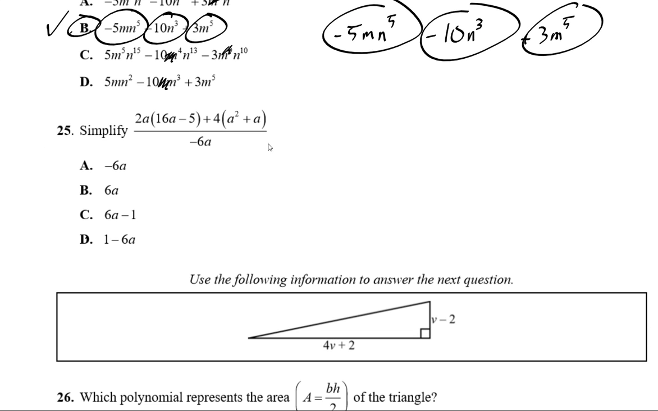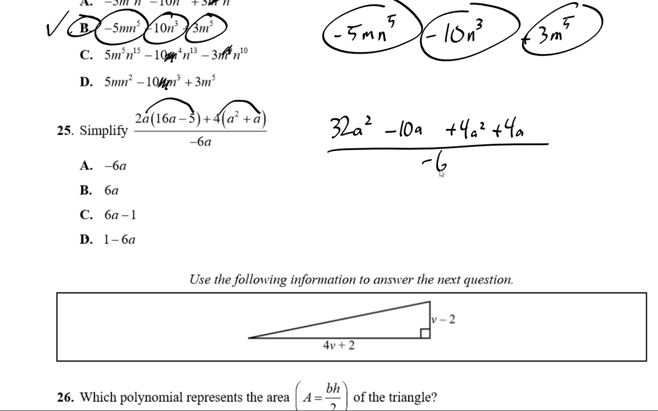Next, simplify this. First, I'm going to do something about the top. So 2a times 16a is going to be 32a squared. 2a times negative 5 is going to be negative 10a. That still needs to get divided by negative 6a, but we'll deal with that in a minute. Over here, 4 times a squared is 4a squared, and 4 times a is 4a. Before I do any division, because I'm only halfway done, I'm going to simplify this top bit.